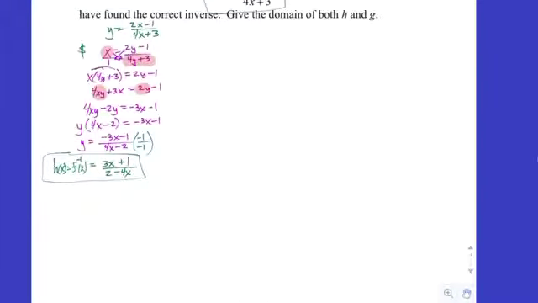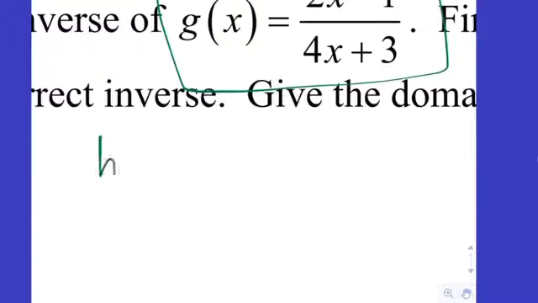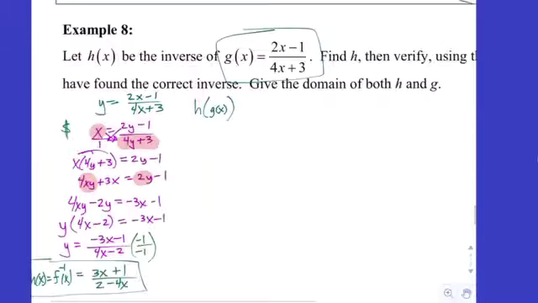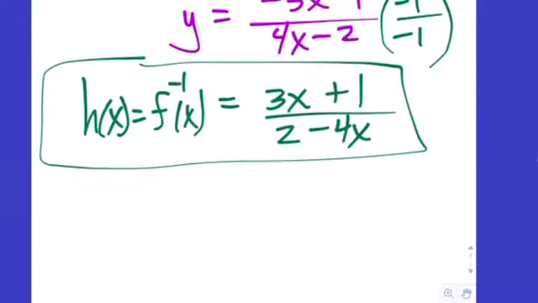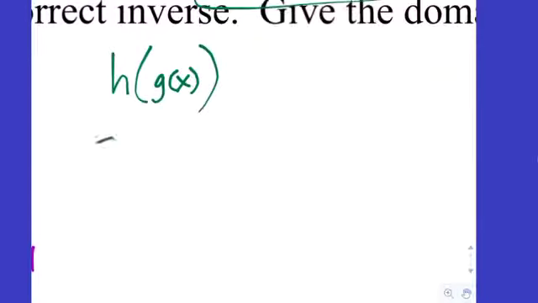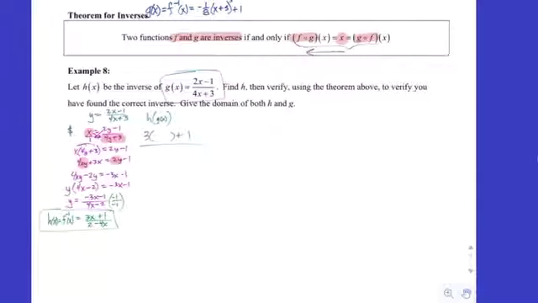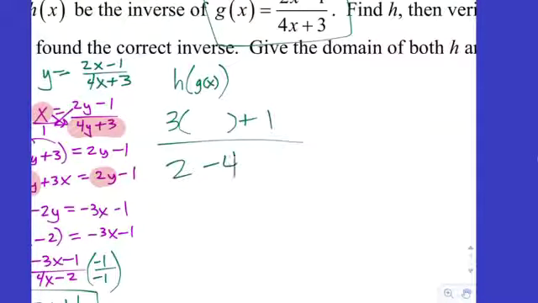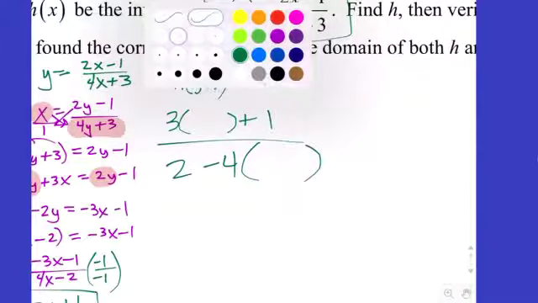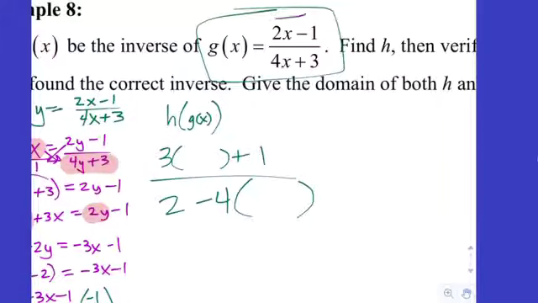All right, so now that we found the inverse, we can check to see if we did it correctly by composing them. So let's go ahead and do now h of g of x. So now we're going to start with our h function, which is 3x plus 1. So I'm going to call that 3 parentheses plus 1, all over the bottom, which is 2 minus 4x. That's 2 minus 4 parentheses. And what are we going to plug into the parentheses? g of x.